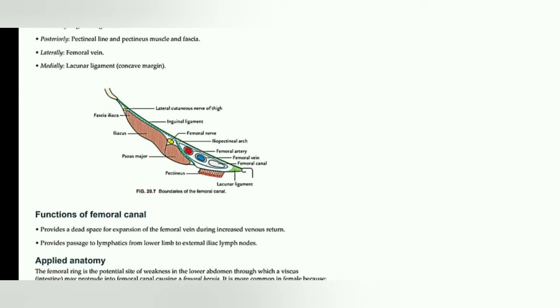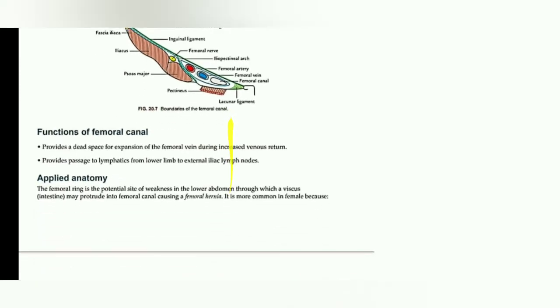So what is the clinical anatomy of this femoral canal? The femoral ring is the potential site of weakness in the lower abdomen through which a viscus, an intestine, may protrude into the femoral canal, causing a femoral hernia. So as we said, the femoral ring is a weak site, and abdominal contents can enter through it.